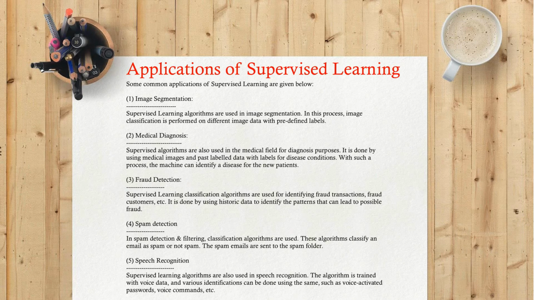3. Fraud detection. Supervised learning classification algorithms are used for identifying fraud transactions, fraud customers, etc. It is done by using historic data to identify the patterns that can lead to possible fraud.